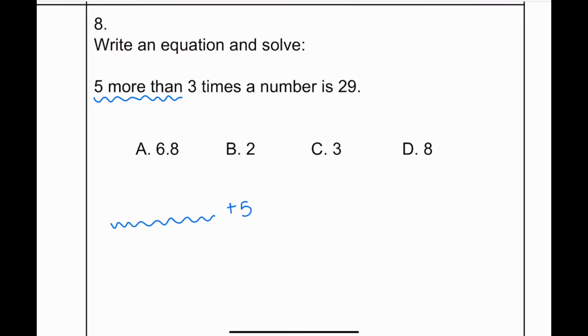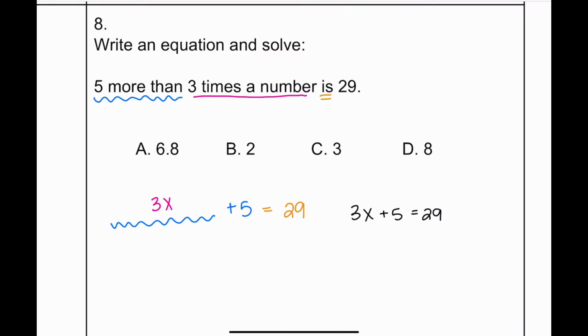So 3 times a number plus 5 is 29. We can write 3 times a number as just 3 times x, or you could use 3 times n or any other variable. Is tells us equals 29. Now we want to solve. Let's rewrite this so it looks a little nicer. 3x plus 5 equals 29. So 3 times what number plus 5 gives us 29?